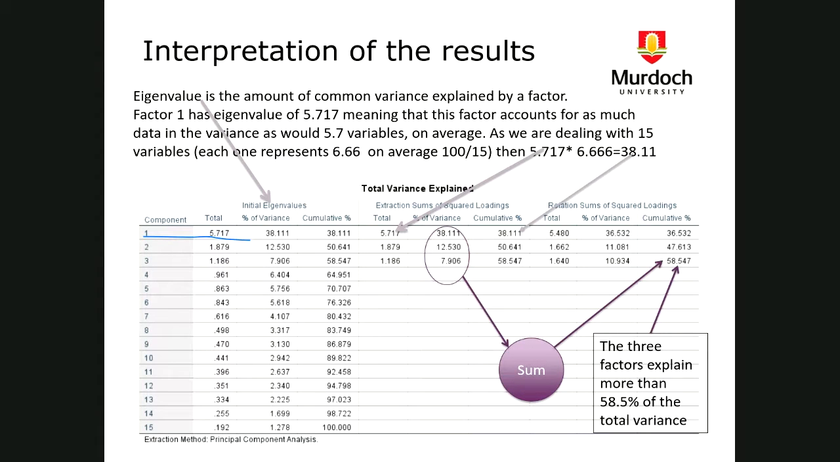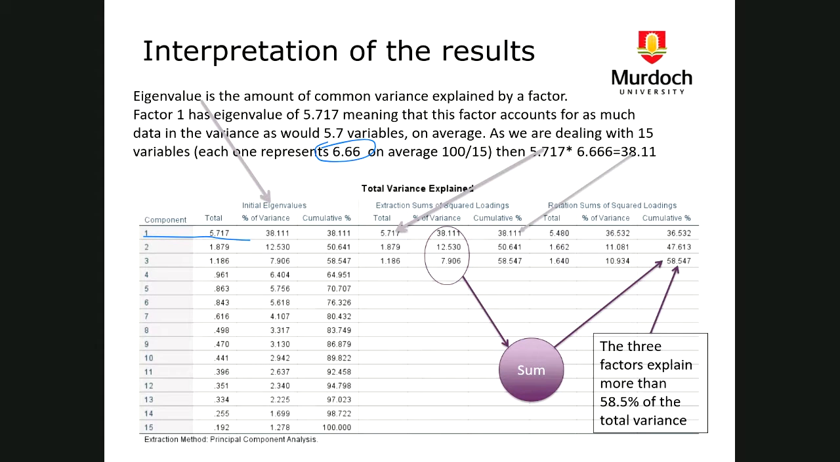Now, let me give it to you from another point of view. If we say that we have 15 variables, so 100% is 15 variables. So how much percent is 5.717 of the variables? If we have 100% and 15 variables, how much percent for each variable? It is 6.66. How do you do that? You just divide 100 by 15. If you divide 100 by 15, then each one would be 6.66.